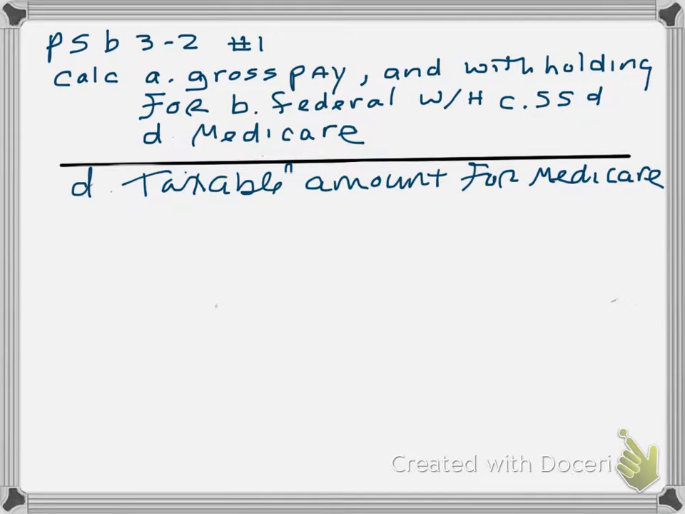Finally, we'll determine the taxable amount for Medicare. The 403B contributions are not deductible for Medicare, and there is no limit on the amount of earnings that can be taxed for Medicare. So the taxable amount for Medicare is simply equal to the gross wages for this pay period of $1,741.50.